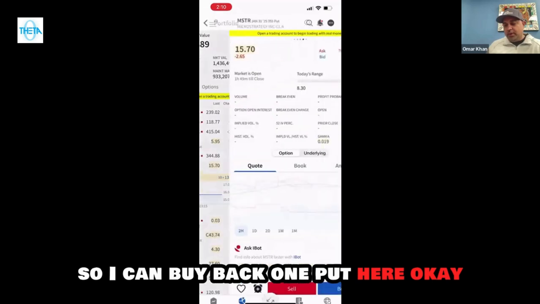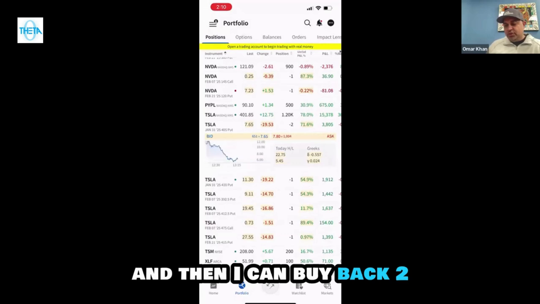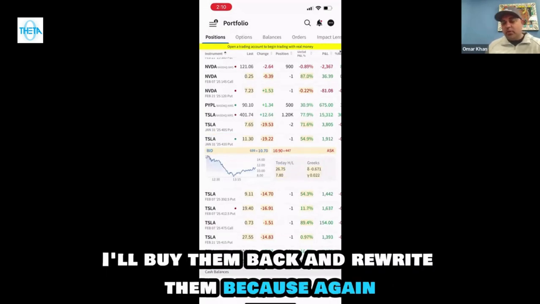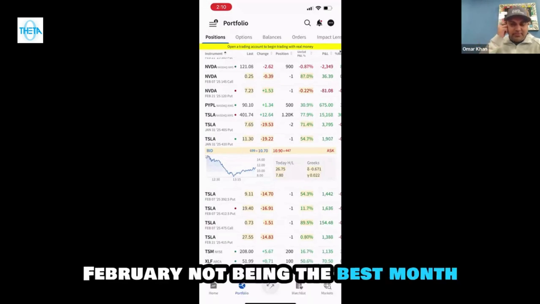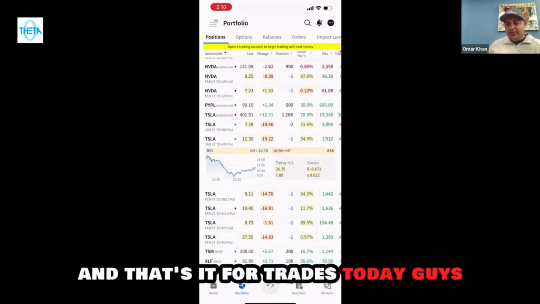So I can buy back 1 put here, okay? And then I can buy back 2, 3. Those all expire tomorrow. So even if they're in the money, I'll buy them back and rewrite them because, again, February not being the best month, I'd like to give myself a little bit of downside protection, okay? And that's it for trades today, guys.